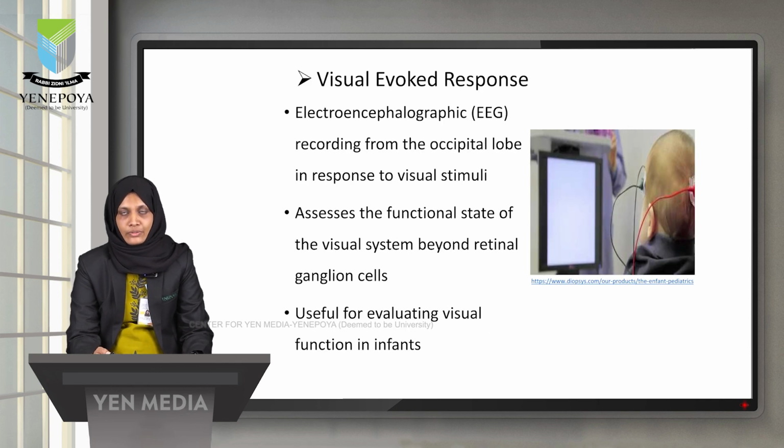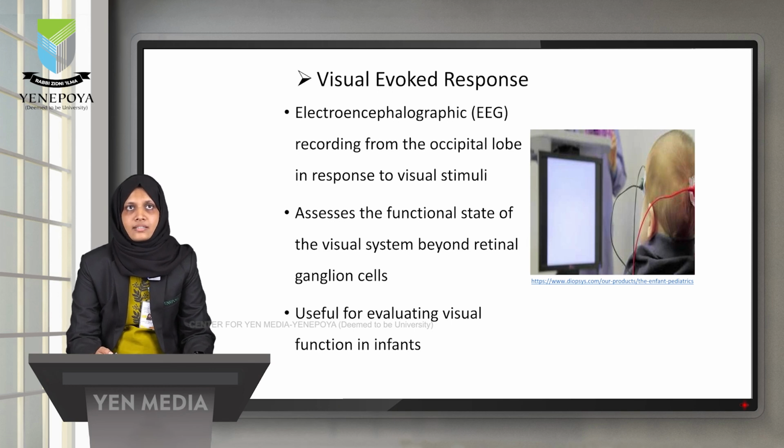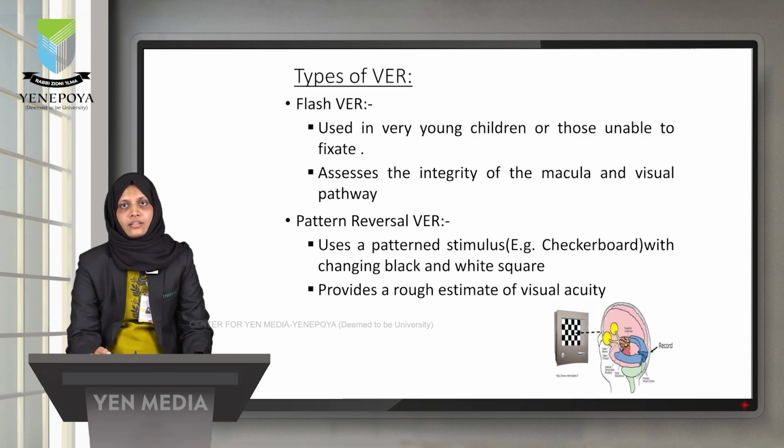Next, moving to the visual evoked response, it is also a very important test in this age group. It is also an objective assessment, mostly used in infants and uncooperative children. It is an electroencephalographic recording from the occipital lobe in response to visual stimuli, which assesses the functional state of the visual system beyond the retinal ganglion cell. So here in the visual evoked response, we give a pattern.